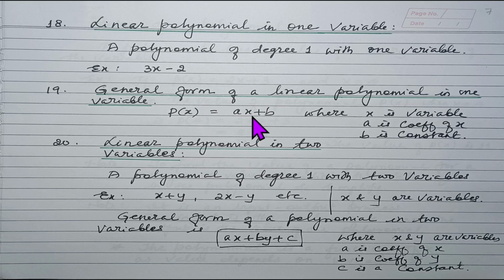Now the general form of a linear polynomial in one variable. The general form is ax plus b. That is, p of x is equal to ax plus b is the general form of a linear polynomial in one variable, where x is the variable, a is the coefficient of x, and b is a constant.